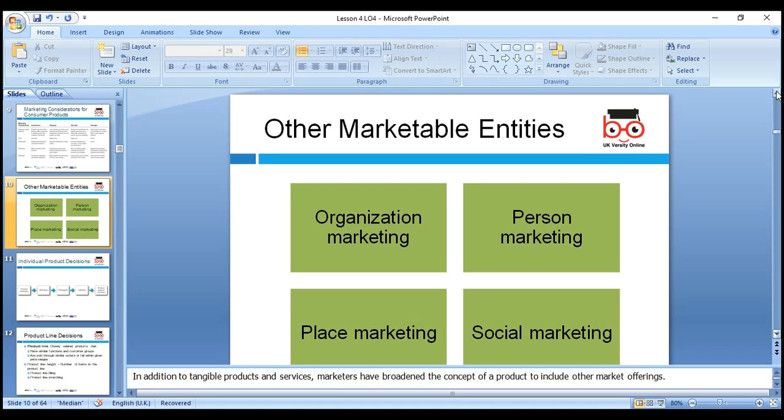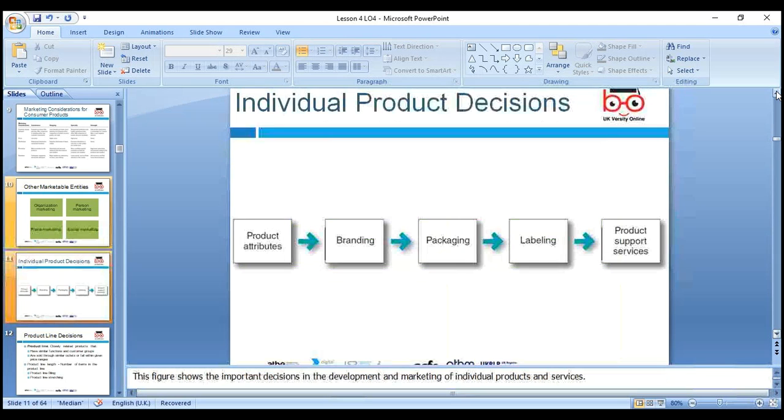What is marketing? Personal marketing, place marketing, and social marketing, like we discussed in the lesson. As a product decision, we can look at the product attributes and what brands we have. Maybe think about Ford, which has different SBUs, strategic business units, and different brands: Ford Fiesta, Ford Focus, Ford Mondeo. We can also look at product packaging, what our product is, sport, service, each product.